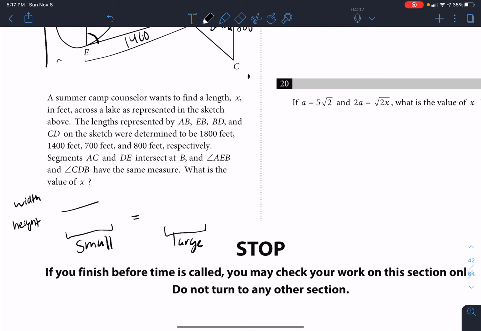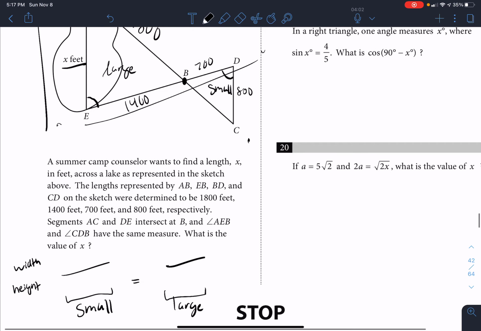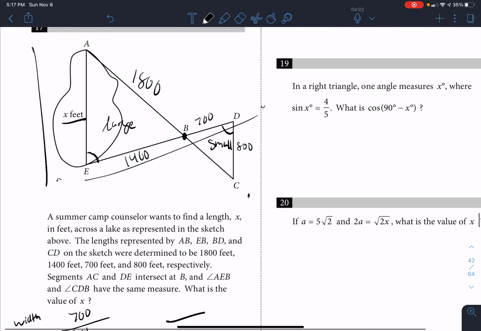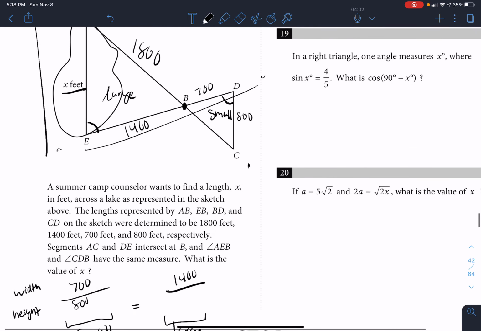Okay, and what we want to do is set up an equal fraction together. So we have the width of the small triangle, that's 700. We have the height of the small triangle, that's 800, equal to the width of the large triangle, that's 1,400, and the height of the large triangle, that's x.